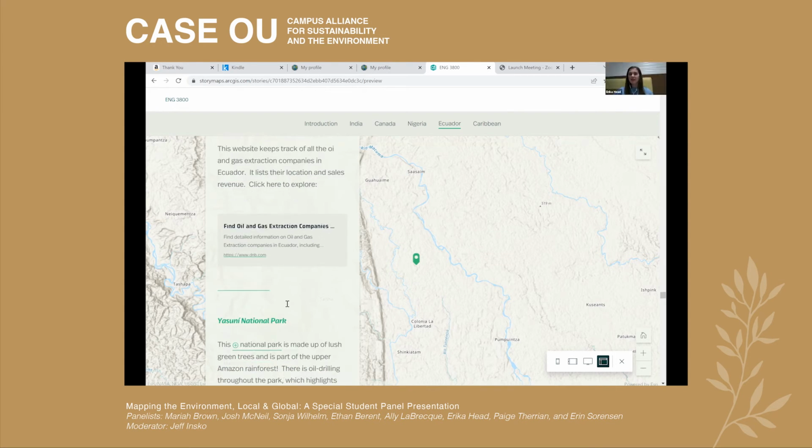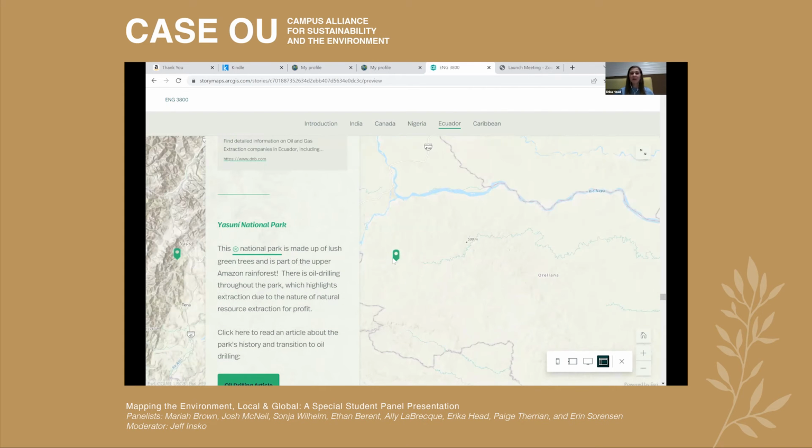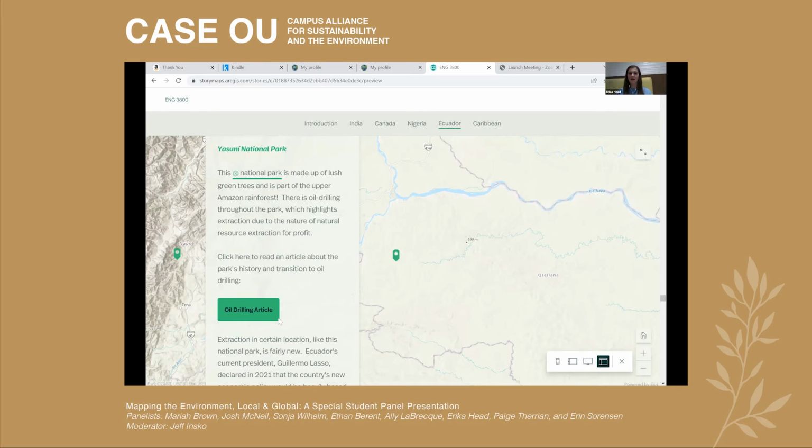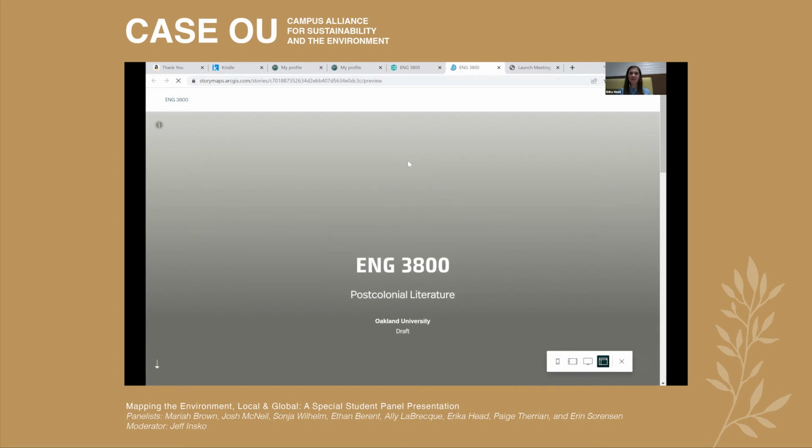And then a couple points on the map. I'll be brief, but the first one is Yasuni National Park, and Allie just clicked to show us where it is. It is made up of lush green trees and part of the Amazon rainforest. This is a park that was once a beautiful place, and now it's been taken kind of hostage by oil drilling and oil companies. So we were able to link another article to learn more where it says oil drilling article, and it takes you to a link outside.